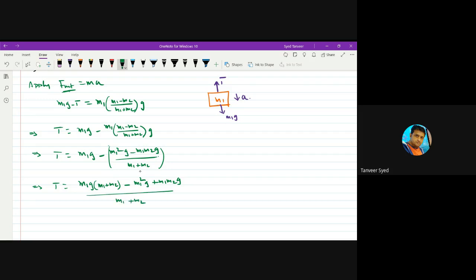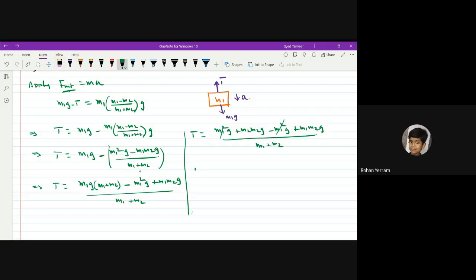Okay, again open the brackets. M1 square G plus M1 M2 G minus M1 square G plus M1 M2 G divided by M1 plus M2. Sir, M1 into M2G, sir? You wrote M2 into M2G. Oh. So M1 M2G, M1 M2G. 2 M1 M2 by M1 plus M2 into G.